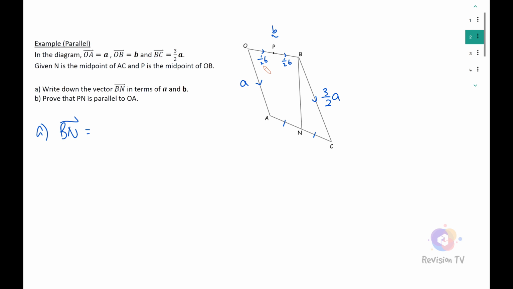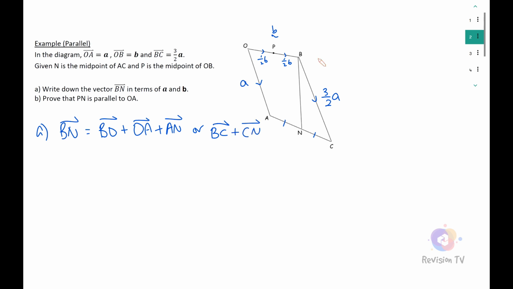Now, there are different ways you can go. You can go from B to O, O to A, and A to N, or B to C, and C to N. Now, write down both: B to O, plus O to A, plus A to N. Or you can do B to C, plus C to N.